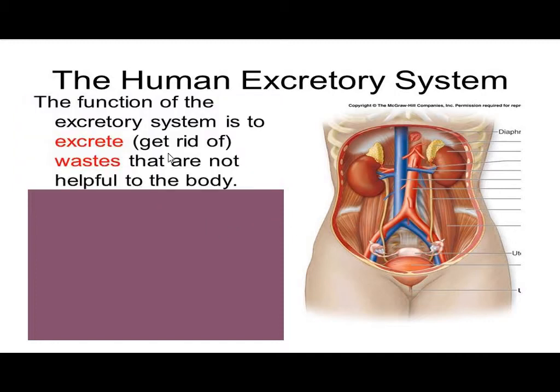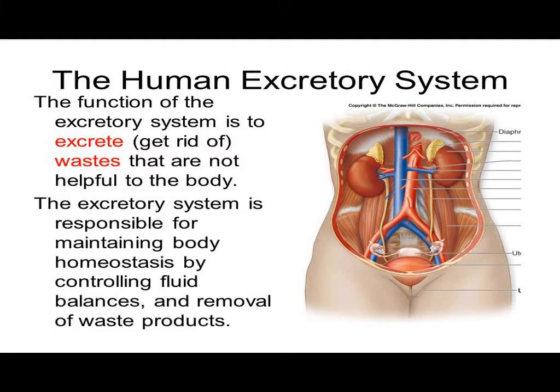So, the function of the excretory system is to get rid of waste. To get rid of is to excrete; waste is things that are not helpful to the body. As the body is taking in food and that food is being converted into usable energy, there are going to be byproducts left over. And so the body must also get rid of those products. The system responsible for that is the excretory system. It helps maintain homeostasis, balance for the body, because it's controlling the amount of fluid that's in the body.